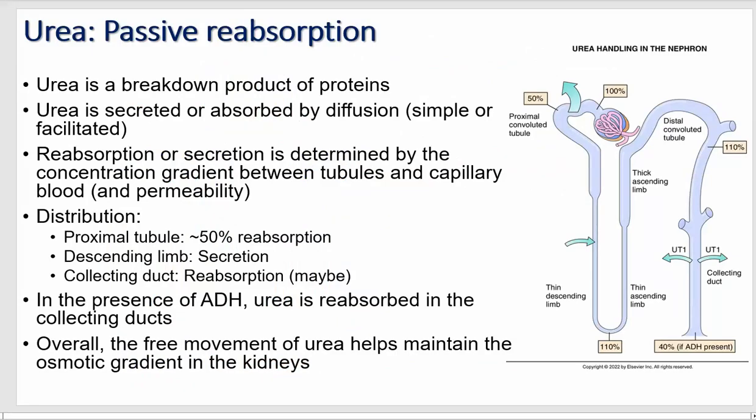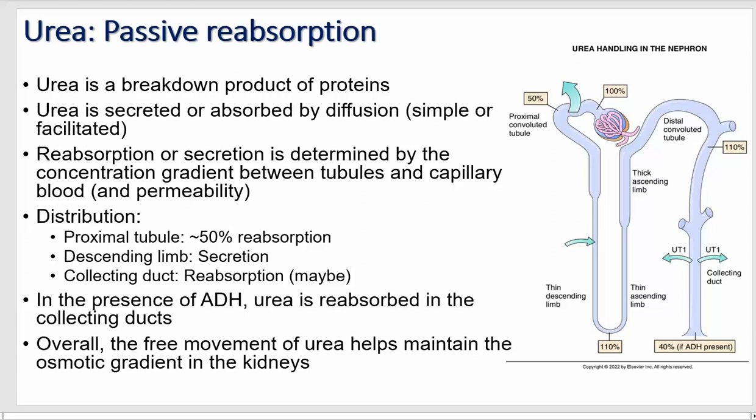All right, so urea. We need to talk about urea, and then we'll talk about a few other kind of random things that have an overall role in kidney function. All right, so urea is a breakdown product of proteins. So it's secreted or absorbed by diffusion. It's either simple diffusion or facilitated diffusion. And so if we look at this the way we've been looking at everything else, with ions, we see that it's a little bit different. The handling of urea is different than it is with sodium, potassium, those ions.